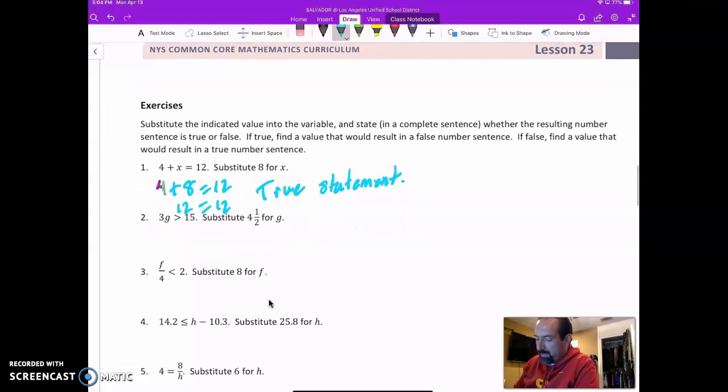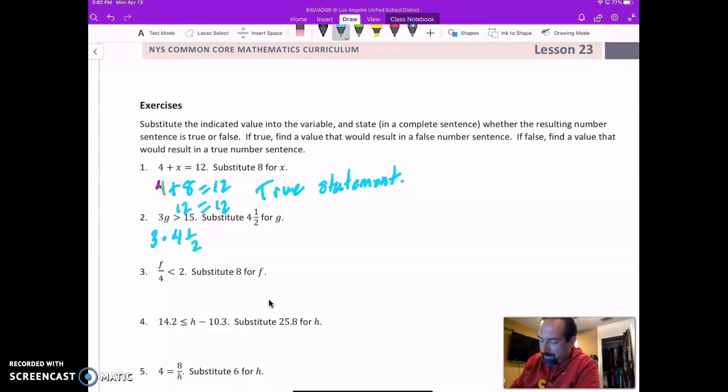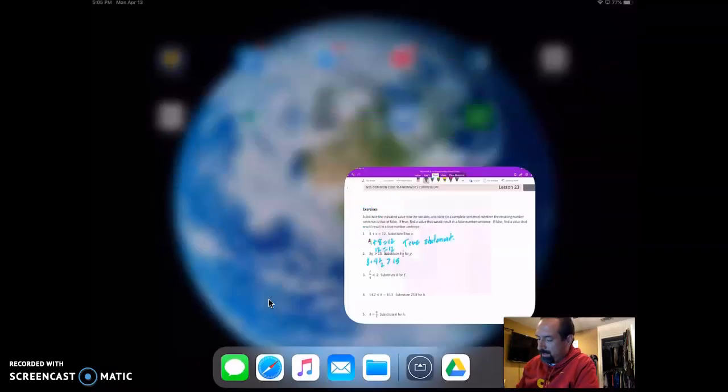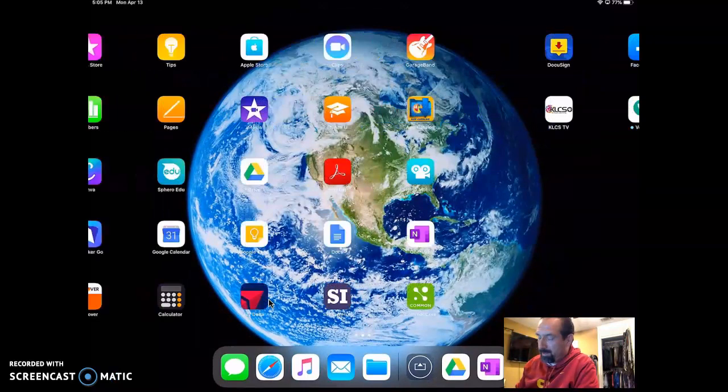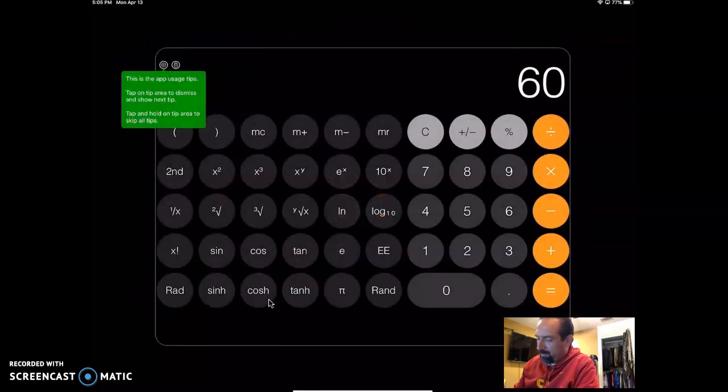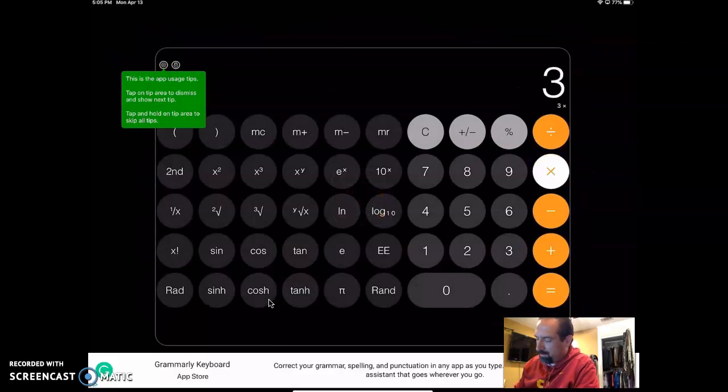Let's take a look at when we substitute 4.5 for g. Well, 3 times 4.5, is that greater than 15? Well, let's see. We have to multiply 3 times 4.5. What is 3 times 4.5? If anybody has a calculator, if not, I think I have one here. 3 times 4.5. That's going to be 13.5.